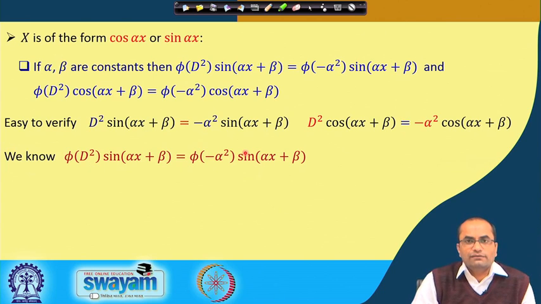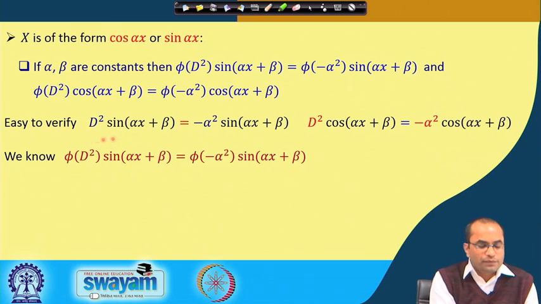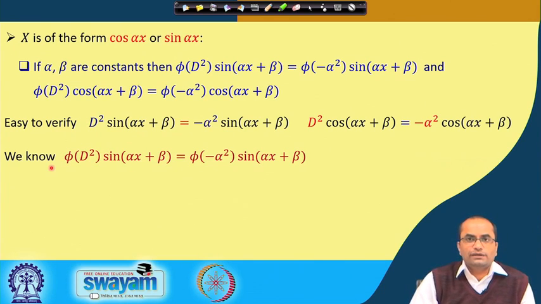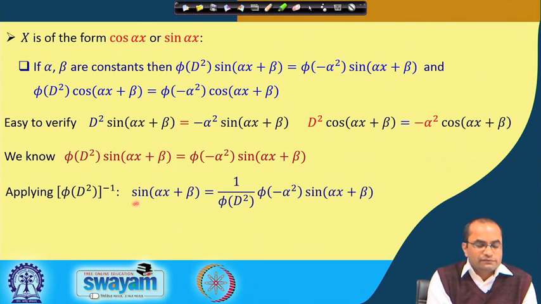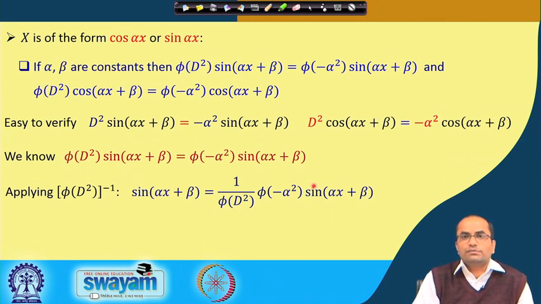Now we can operate on both sides with the inverse operator of φ(D²), meaning 1 over φ(D²). When we apply it on both sides, the left-hand side remains sin(αx+β), and the right-hand side becomes 1 over φ(D²) applied on φ(−α²) sin(αx+β).